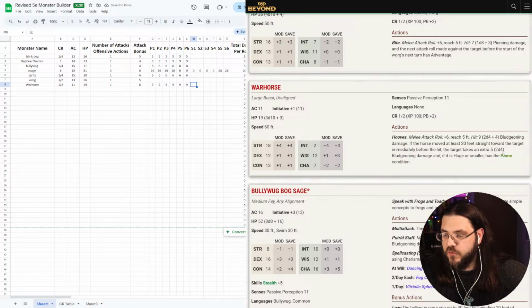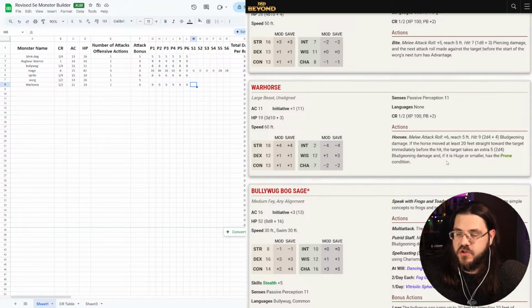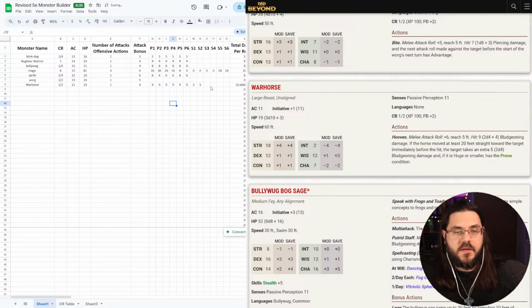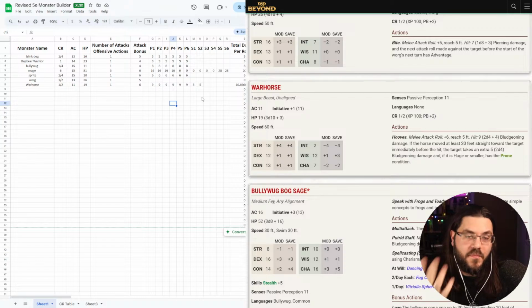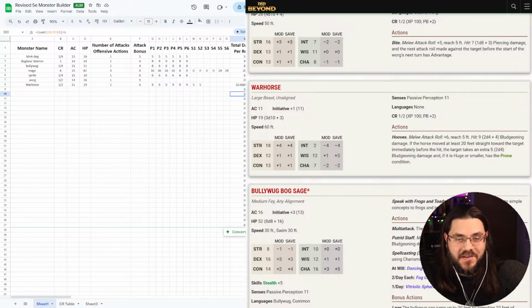If the horse was moved 20 feet in a straight line immediately before the hit, the target takes an extra 5 bludgeoning damage, and if it is Huge or smaller, has the prone condition. So we're going to assume that it is going to move 20 feet in a straight line, let's say twice in a combat. So twice it'll do secondary damage. So that's the benefit of doing this maths right up front, is that we can change our total damage per round.